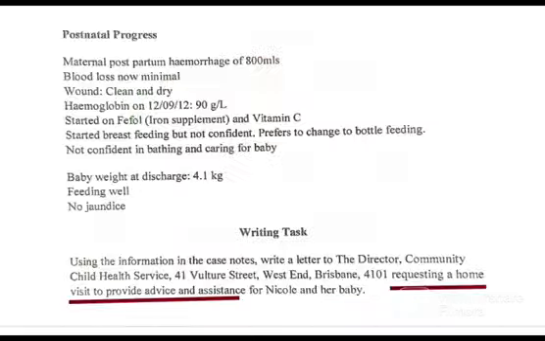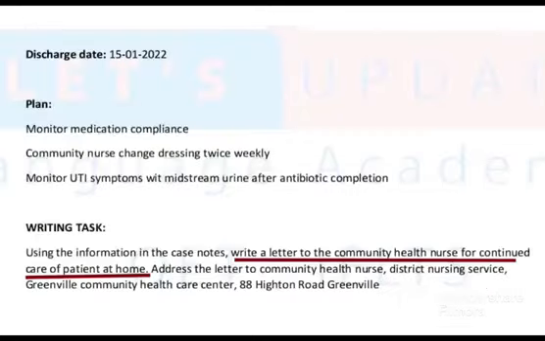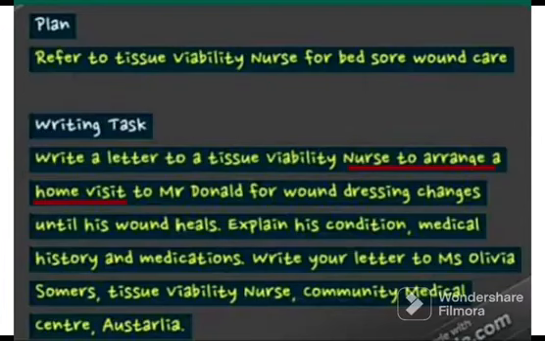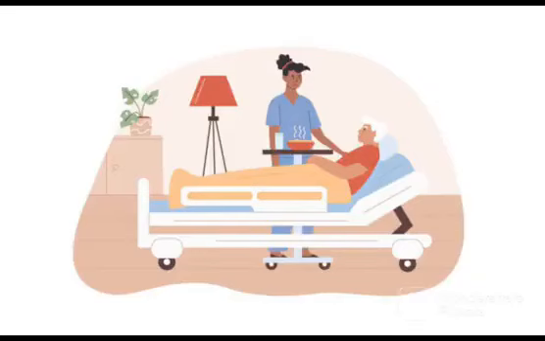And sometimes they give it directly also. That means they need home health, home care. Or sometimes they tell you to request a community health nurse or practice nurse or tissue viability nurse to assist the patient at home. So like that they will give it directly. To home means it is an easy question. It will not be a tricky question. No need to think about anything else. You can just write home visit request.